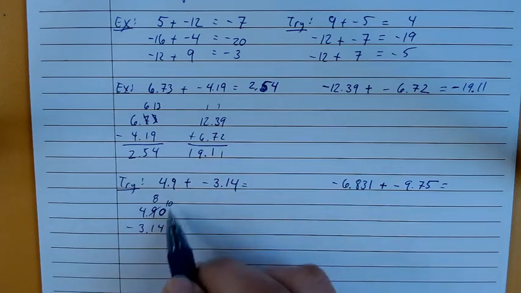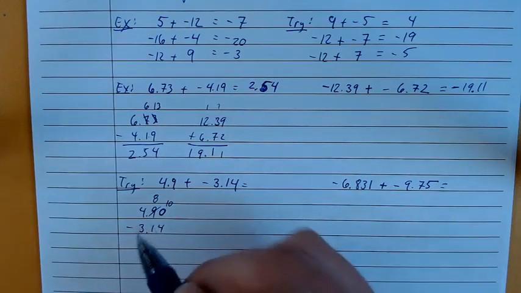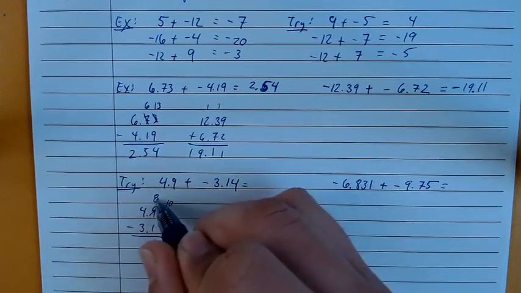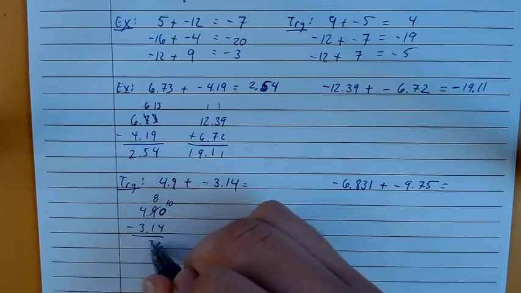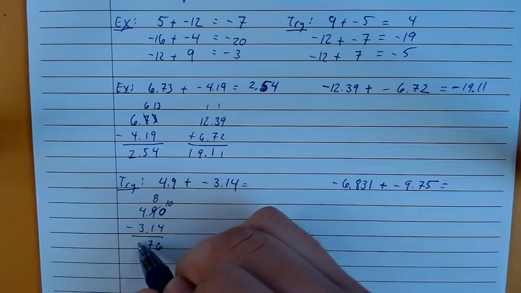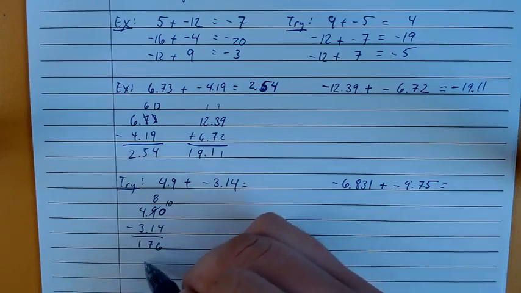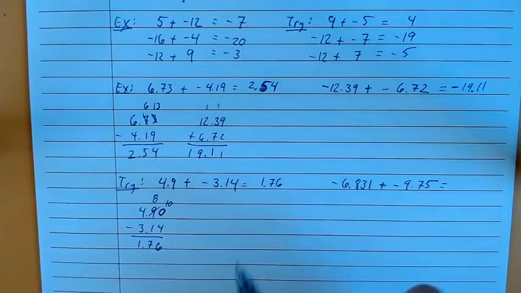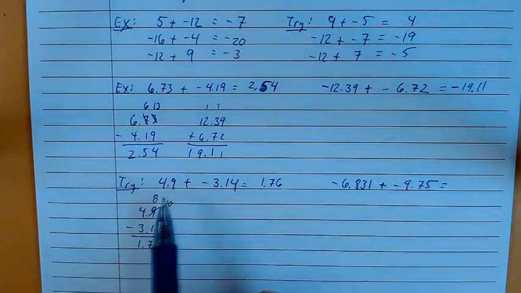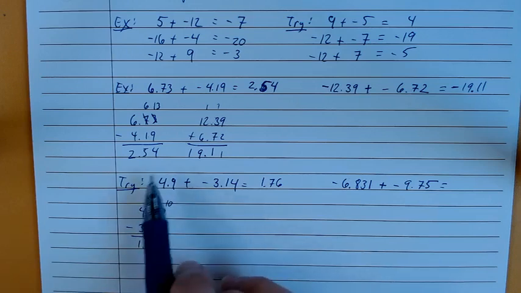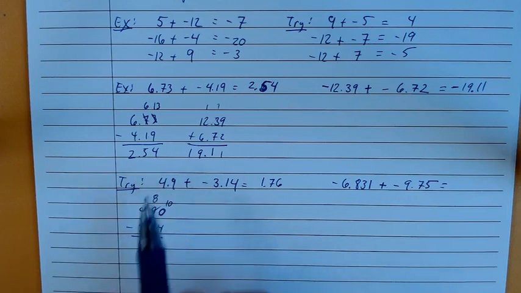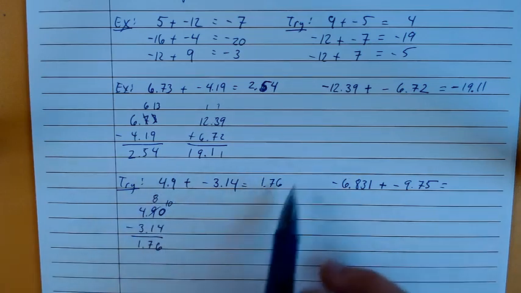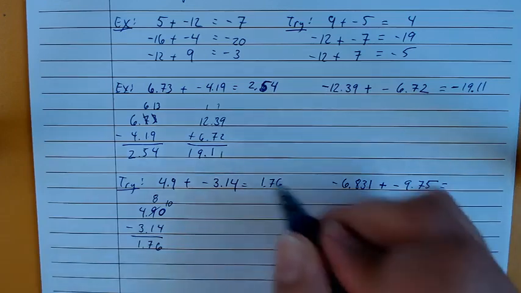Now that's 10 minus 4. That's going to give us 6. 8 minus 1 is 7. And 4 minus 3 is 1. Take your decimal straight down, and you end up with 1.76. Now, these have opposite signs, so we subtracted them. Now we keep the sign of the number with greatest absolute value. Here, this number has greatest absolute value, and it's positive. So we leave that alone as a positive. So that is our result right there.